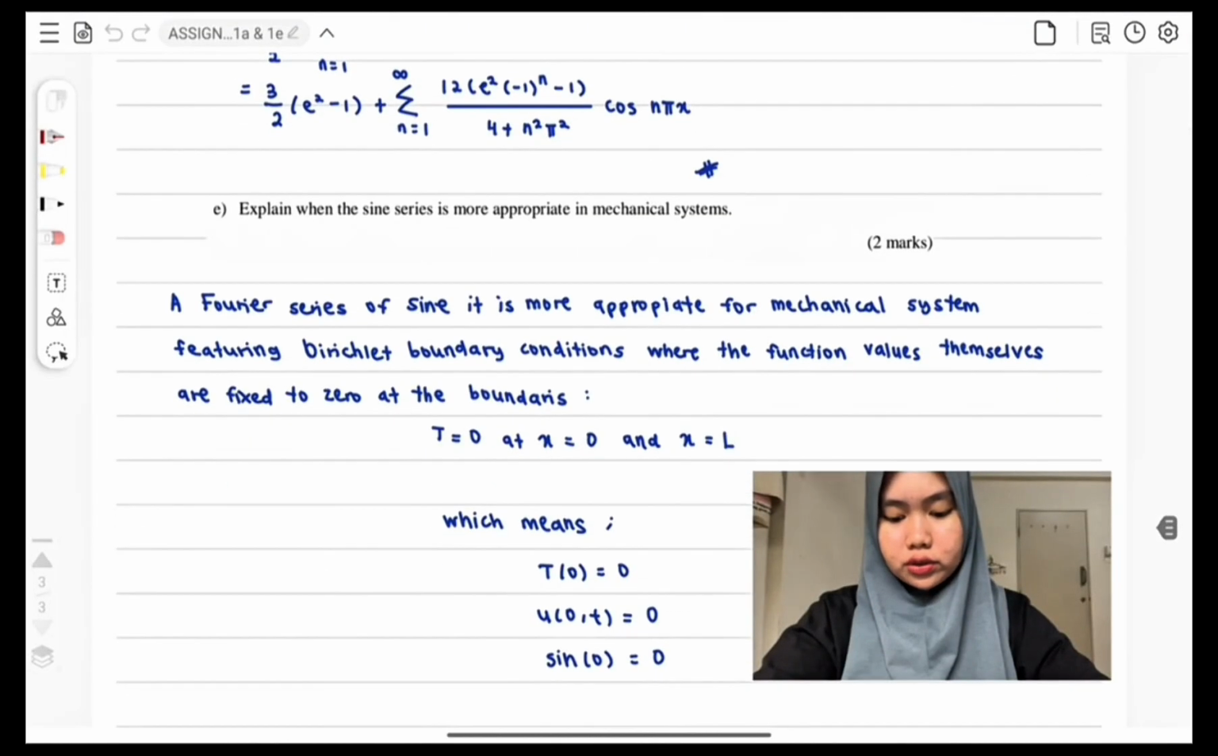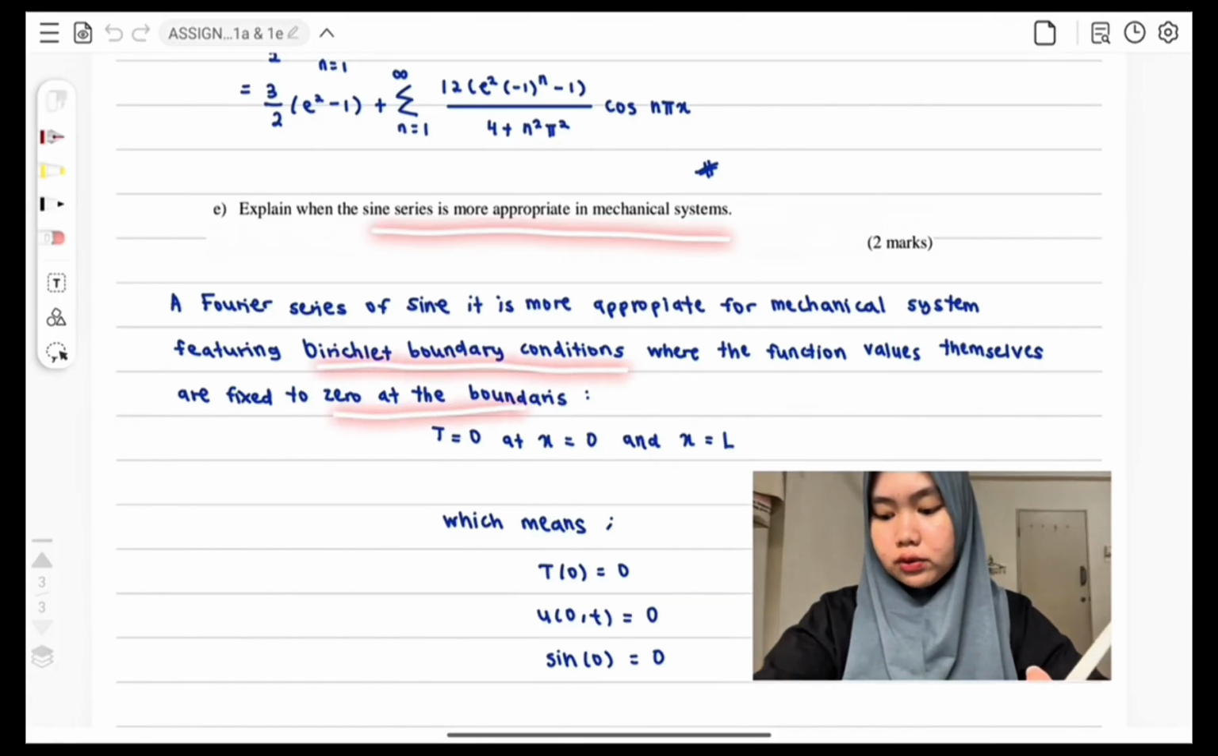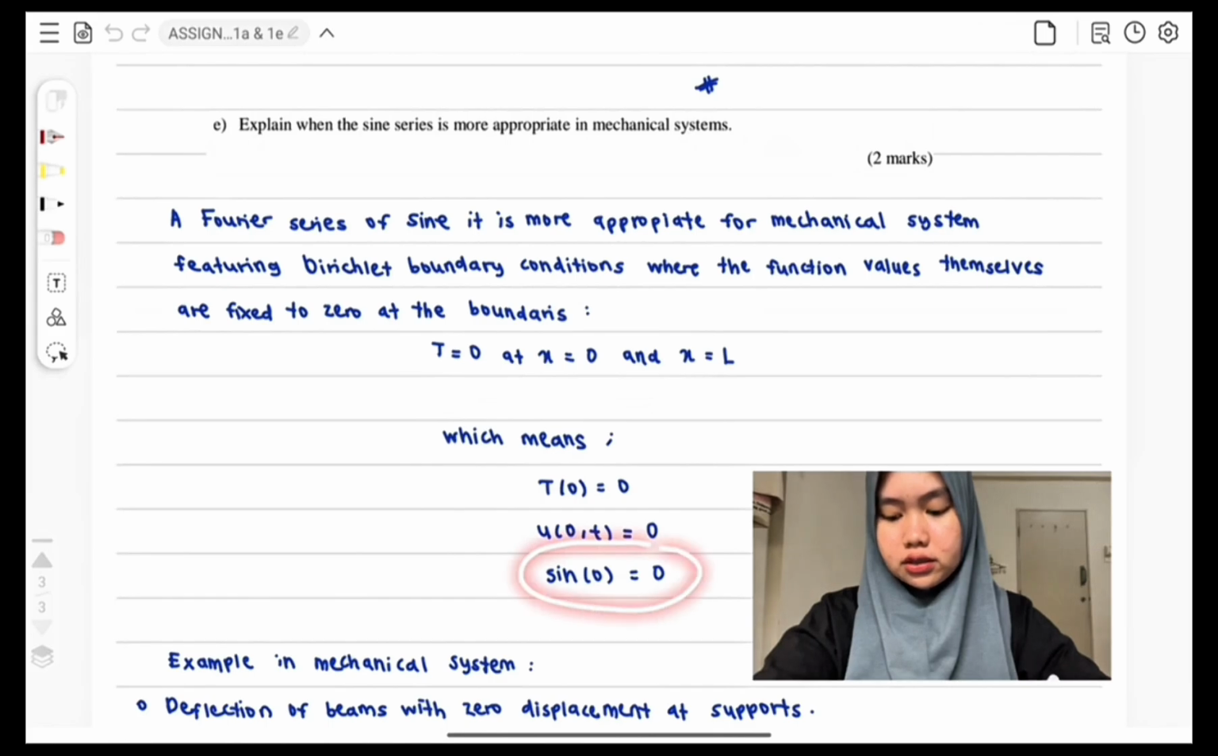Now we move to question 1e. The Fourier sine series is more suitable when the system has Dirichlet boundary conditions, meaning the function value is 0 at the boundaries. This is because sine functions naturally satisfy sin 0 equals 0.